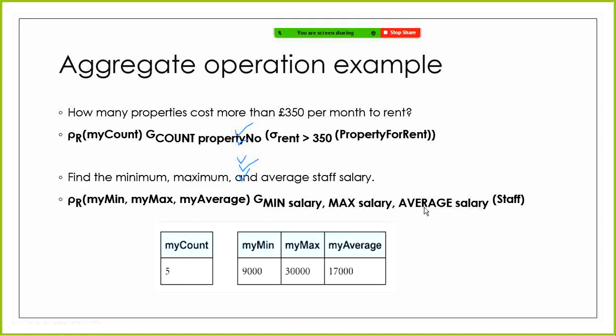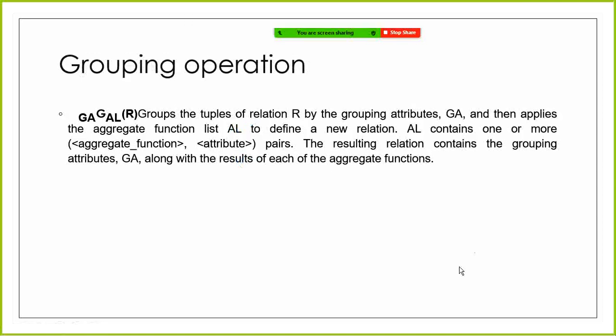So first we write the aggregate operation and then the column name on which we apply the aggregate operation, and then here we have the table name. So in this way we can apply aggregate operation on different columns of our table. Next we have grouping operation.